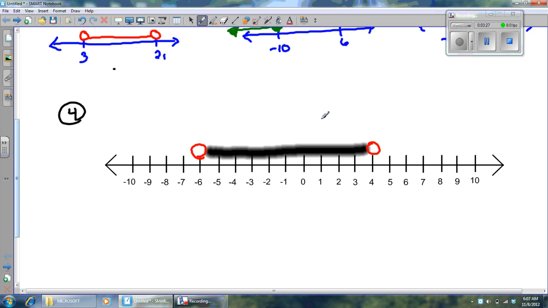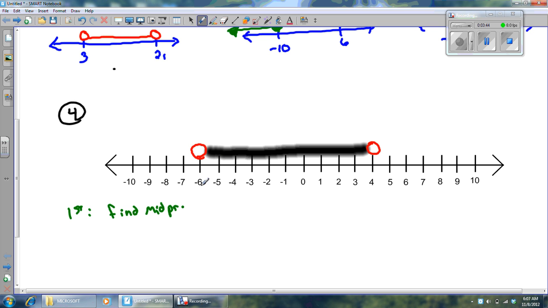All right, let's take a look at this other type of problem. Here I have the graph, and I'm going to see if I can come up with the absolute value inequality. I'll tell you the first thing I'm going to do is I'm going to find the midpoint.